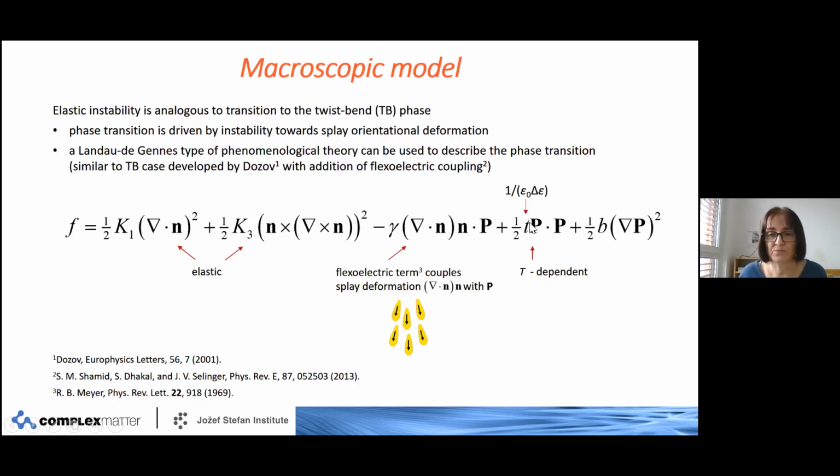Here the coefficient T is positive because the polar order in the upper nematic phase is not favorable. From the Landau theory, we also know that the Landau parameter in front of the quadratic term is proportional to 1 over the electric susceptibility, so in our case, to the amplitude of the polarization mode. The middle term is a flexoelectric term, and it describes the coupling between the Splay deformation and the polarization. The gamma is the flexoelectric coefficient.